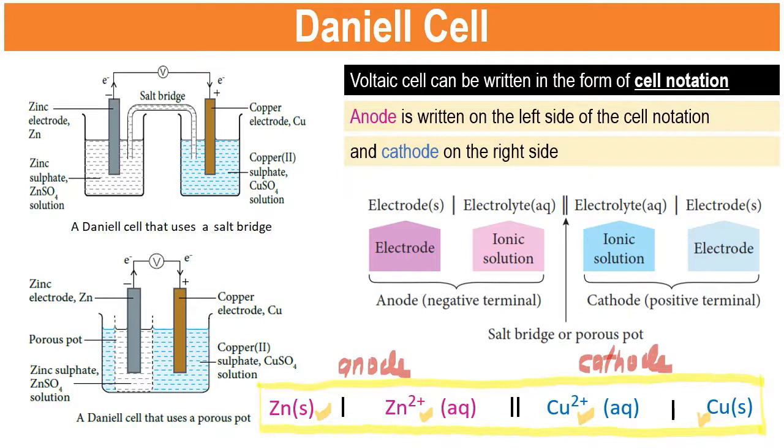This writing method is separated by a single line here to separate the reactant and product, and a double line here to separate the anode and cathode. Actually, the parallel line is a salt bridge or porous pot.